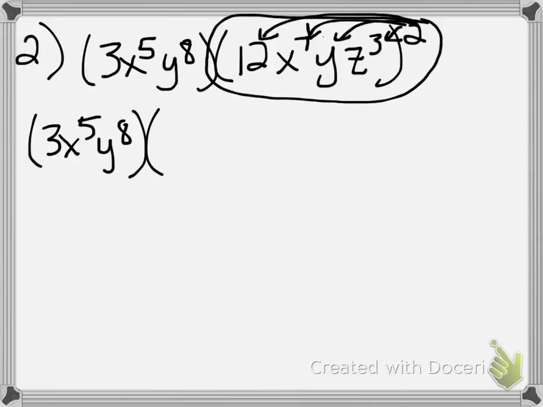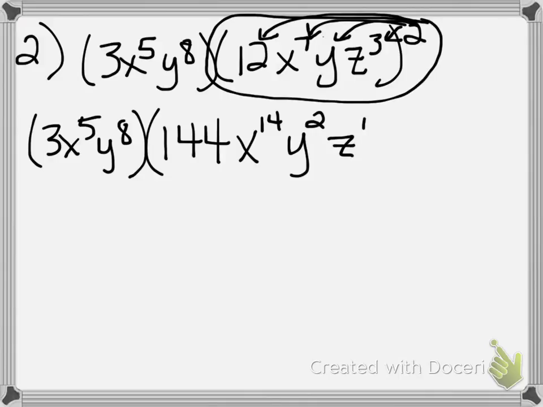So I have to do 12 to the 2nd power. So that's the big thing. 12 has an exponent of 1. And so that's going to be 12 raised to the 2nd power. So 12 times 12 is 144. And then x to the 7th times 2. So 7 times 2 is 14. So I'm going to have x to the 14. Y to the 1st times 2 is going to be y squared. And z to the 3 times 2 is going to be z to the 6th power.